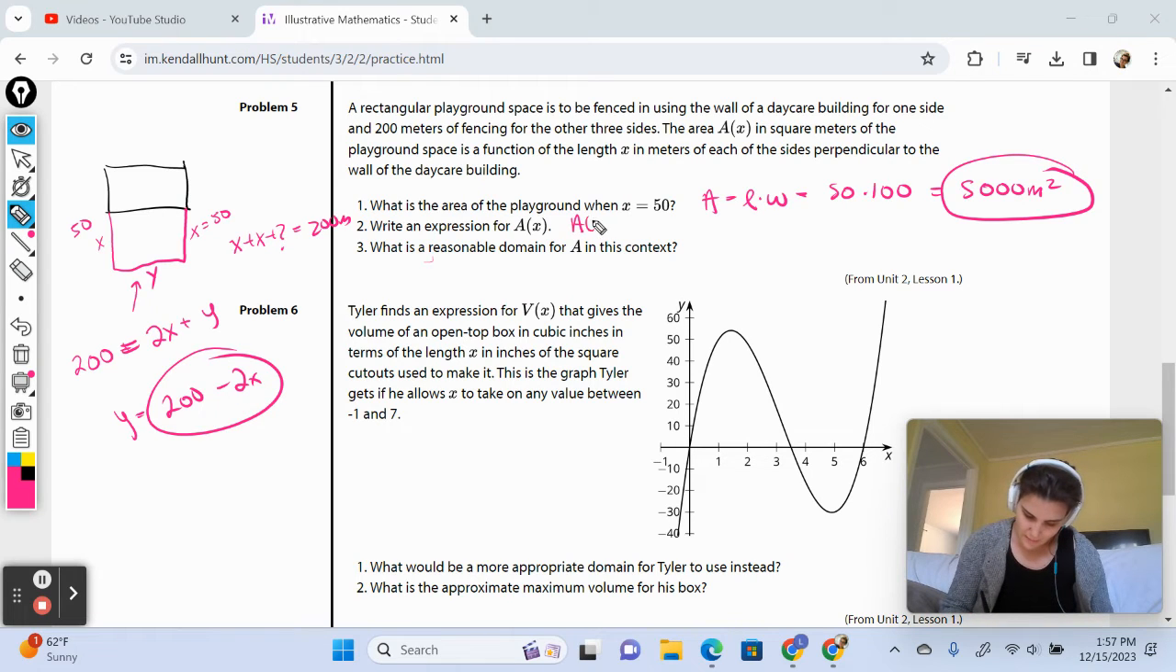So area of x is length times width. Our length is going to be 50, and our width is going to be 200 minus 2x. And that is going to be our expression.